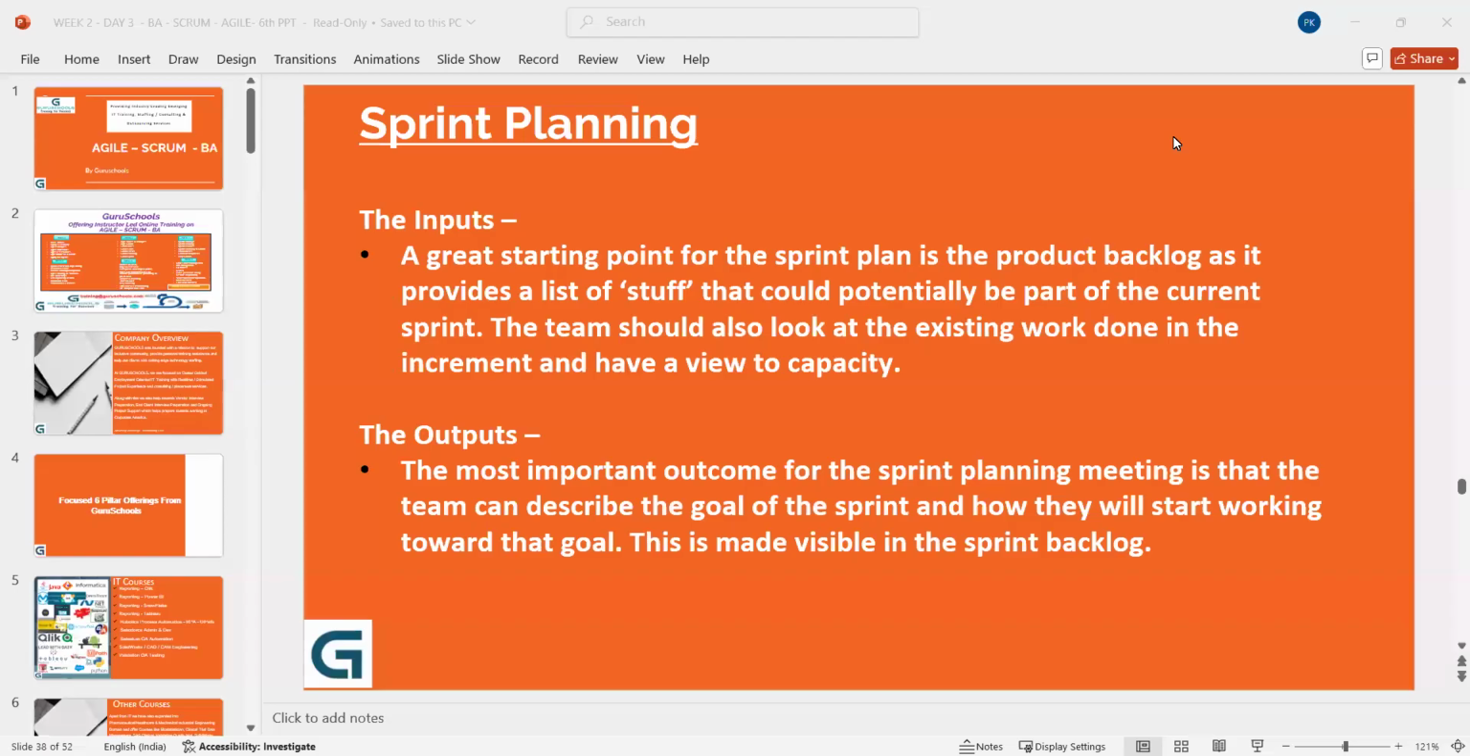A very good evening to all of you in today's session. We are continuing our learning into sprint. Yesterday, I remember we had stopped on this point, and now let us get started into sprint planning.